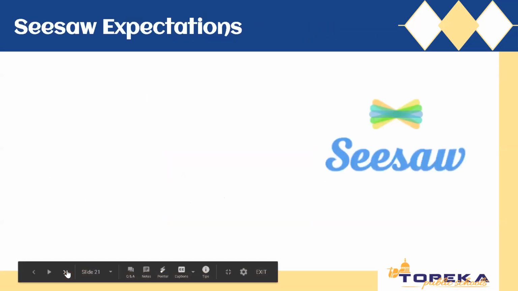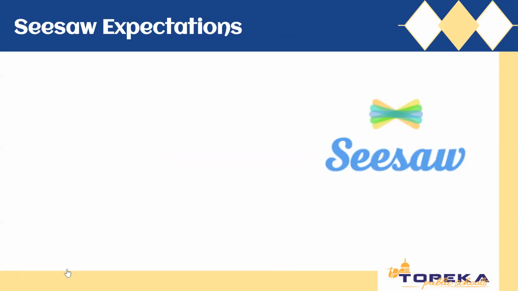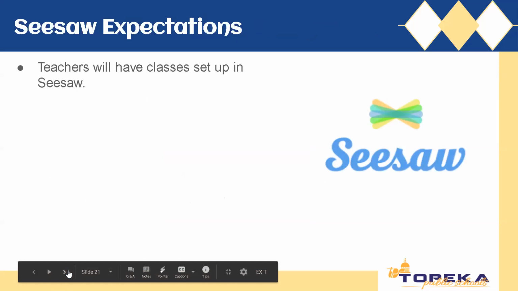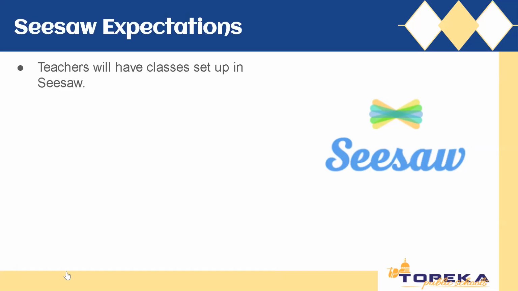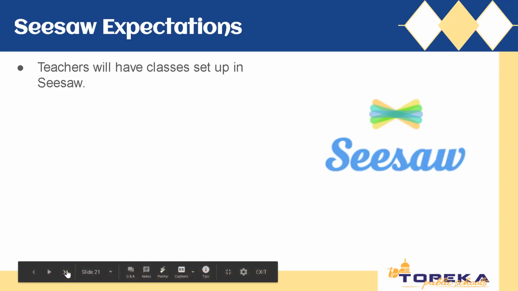So let's talk about Seesaw. As you have heard Diane say, this is going to be our platform that you will be using to post assignments and that students will be assigned to through Seesaw. So let's talk about some of our Seesaw expectations. First of all, you will need to have classes set up in Seesaw. And what's nice about setting up classes is that you can assign just certain assignments to given students. So you could do some tiered differentiation with assignments as well in your classes. Again, it is the platform for all assignments.